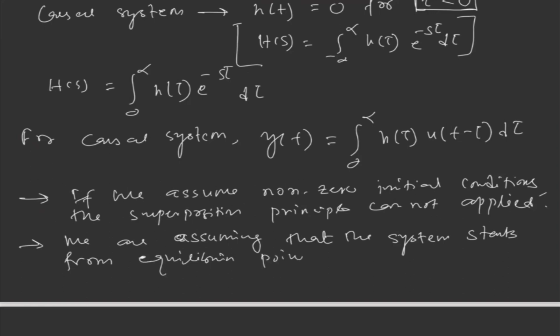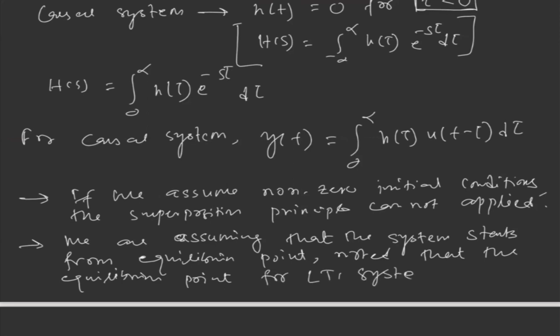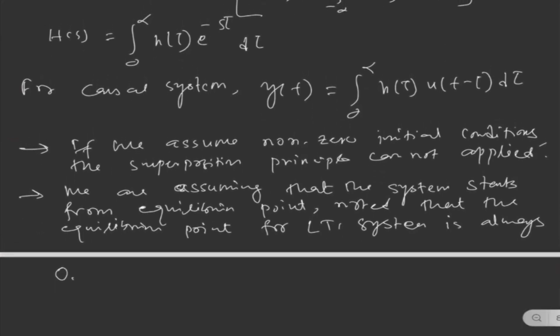If you go back to the lectures, recall how the system generally gets disturbed from the equilibrium point. If it starts from the equilibrium point, note that the equilibrium point for an LTI system is always 0. So that's why in the transfer function methods we'll be assuming the initial condition to be 0.